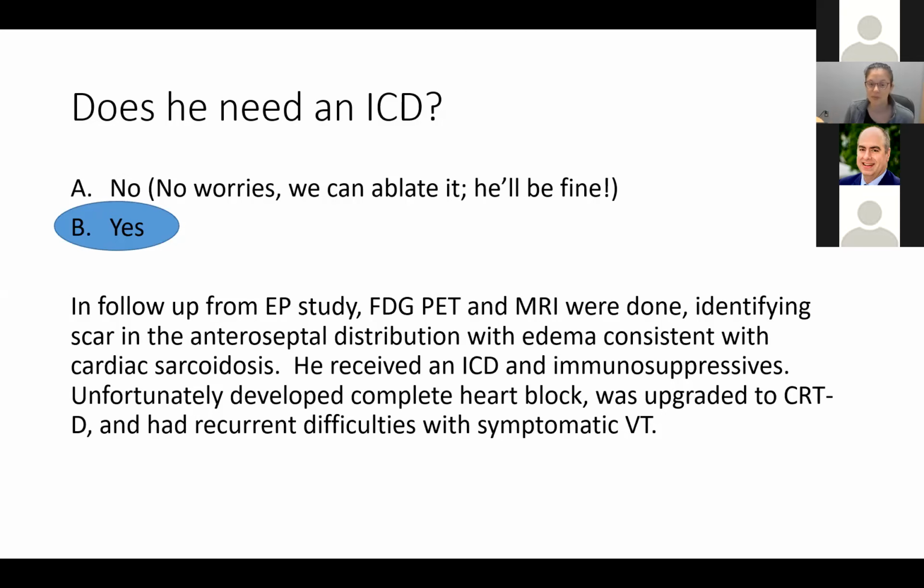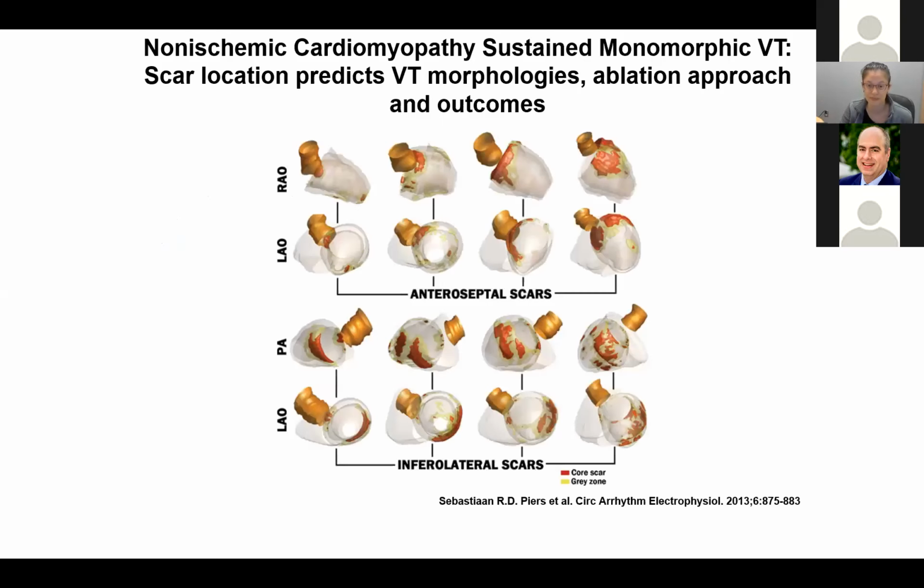So at the other hospital, he received an ICD and immunosuppressives, and unfortunately over that year, despite the immunosuppressives, he progressed to complete heart block, was upgraded to a CRT-D device, and had difficulties with symptomatic VT, and he was ultimately referred to us for catheter ablation.